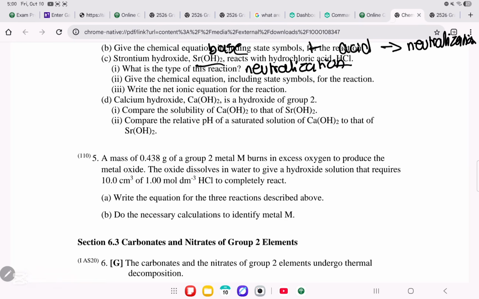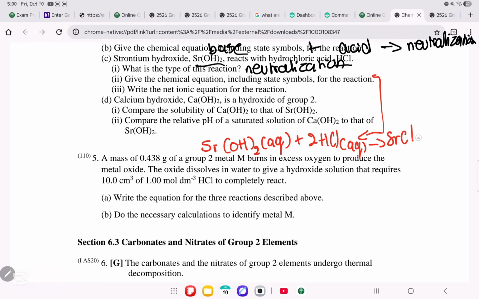Give the chemical equation, including the state symbols, for the reaction. So basically, for this part over here, it's going to be Sr(OH)2 aqueous reacts with 2HCl aqueous in order to give us SrCl2 aqueous. And we don't forget the water, 2H2O liquid.